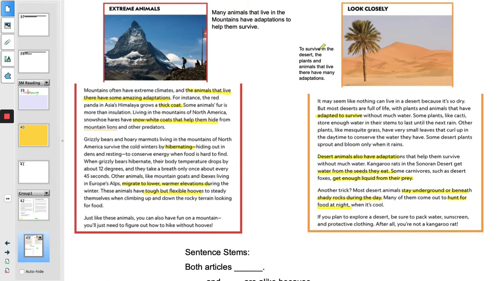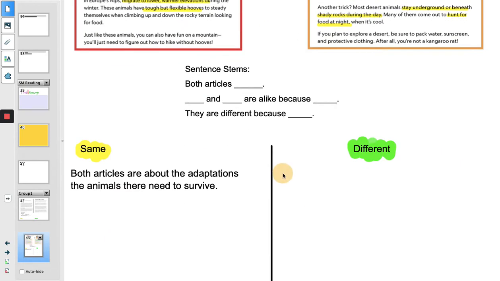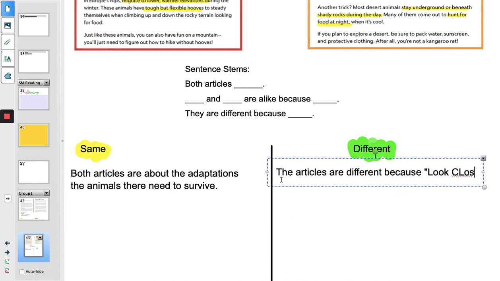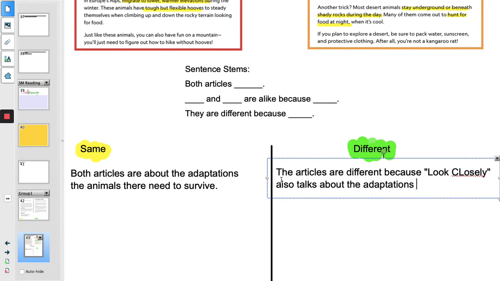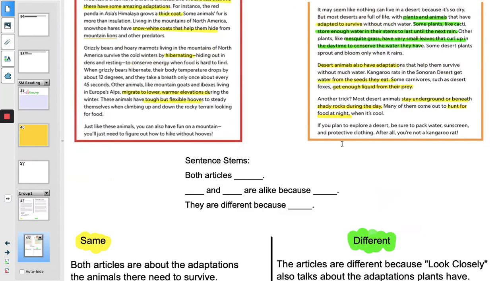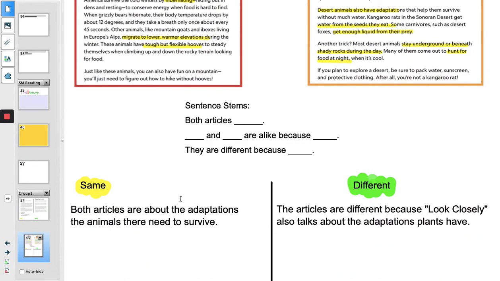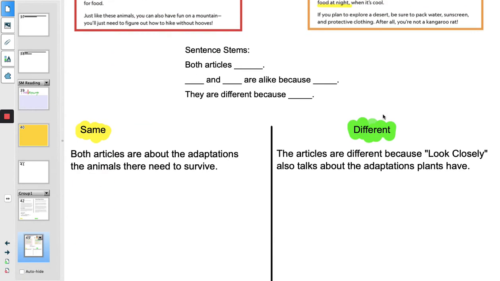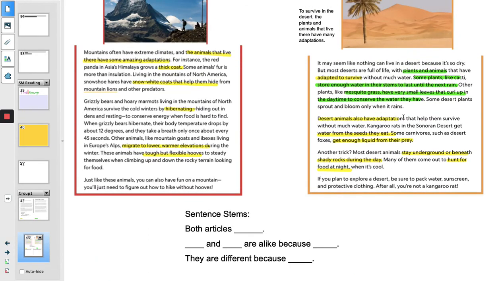Now, if I think about how they're different, my article about look closely also talked about plants and animals. So it talked about the adaptations plants have to help them stay alive in those areas. So the articles are different because look closely also talks about the adaptations plants have. Alrighty. So, I can see how they are different and how they are the same. They both talk about how animals have adaptations, but they're different because look closely talks about plant adaptations.